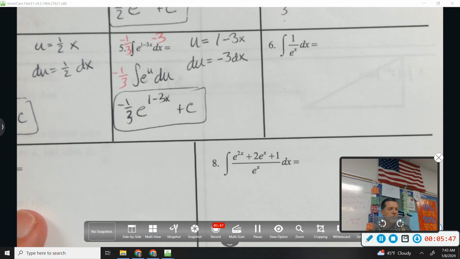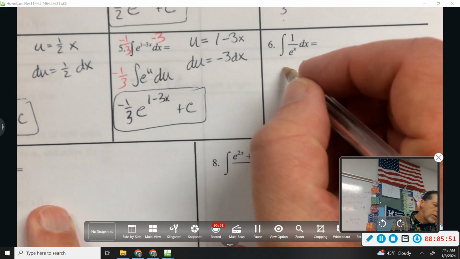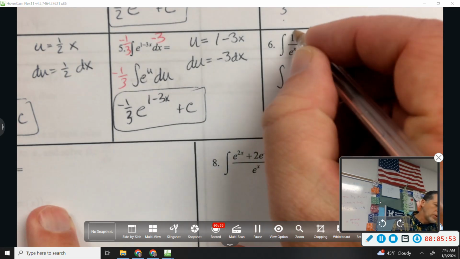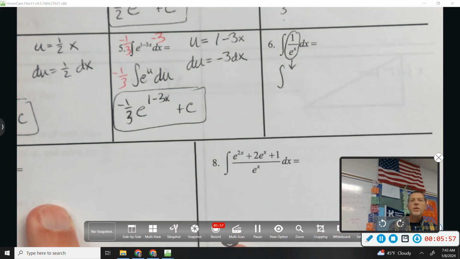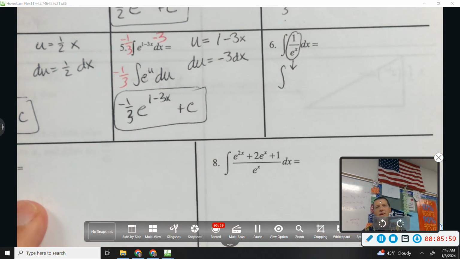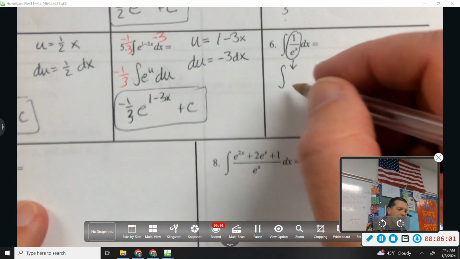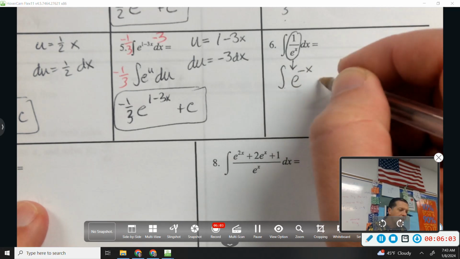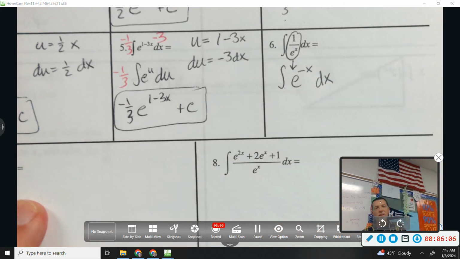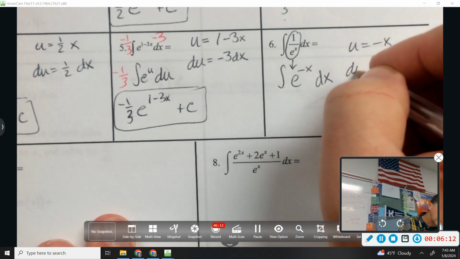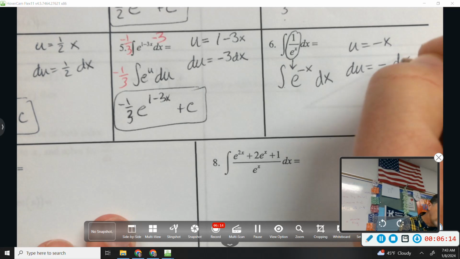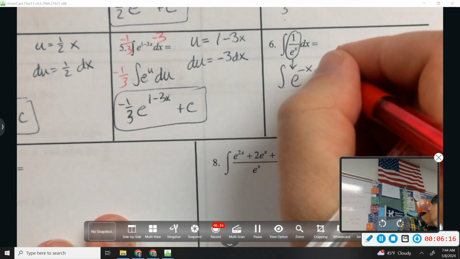Except that number 6 looks weird. What could I do with 1 over e to the x? What algebra thing could I do? Let's make it e to the negative x. And then now it looks like we want it to look. Let u be the exponent. Du is negative dx.